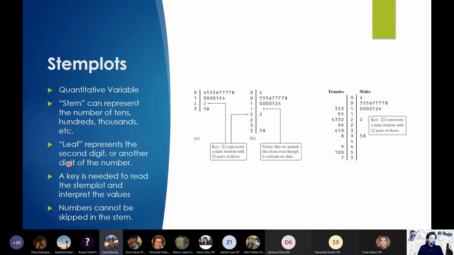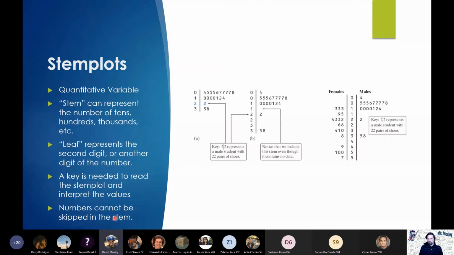Bad. Alright, so again, you need a key to read the stem plot and interpret the values, which is represented here. Like 2, 2 in this case represents a male student with 22 pairs of shoes. We're relating what this is for the context. Numbers cannot be skipped in the stem.